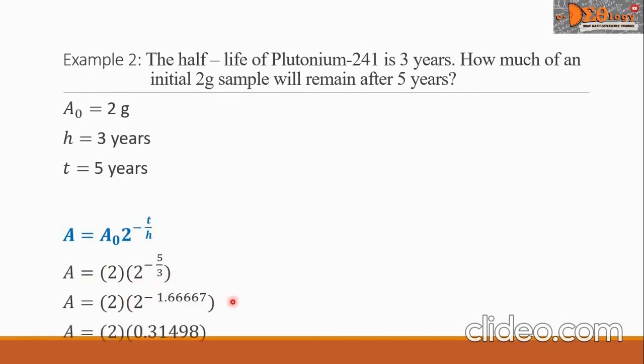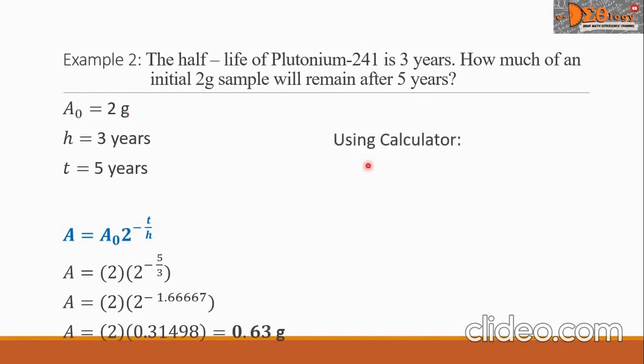Then we will simplify this part. We will get the value 0.31498. We will get the product of this decimal and the number 2, and we will get 0.63. And this is the amount of plutonium-241. Of course, we will not forget the unit of measurement, and that is the gram.